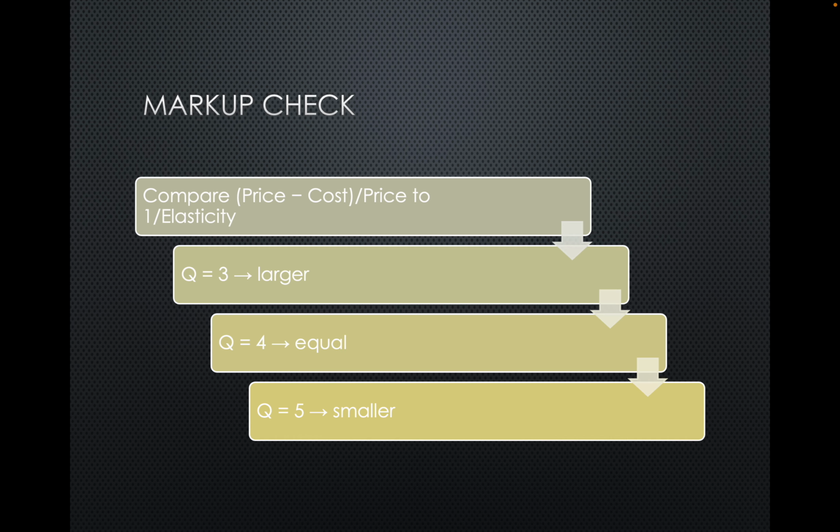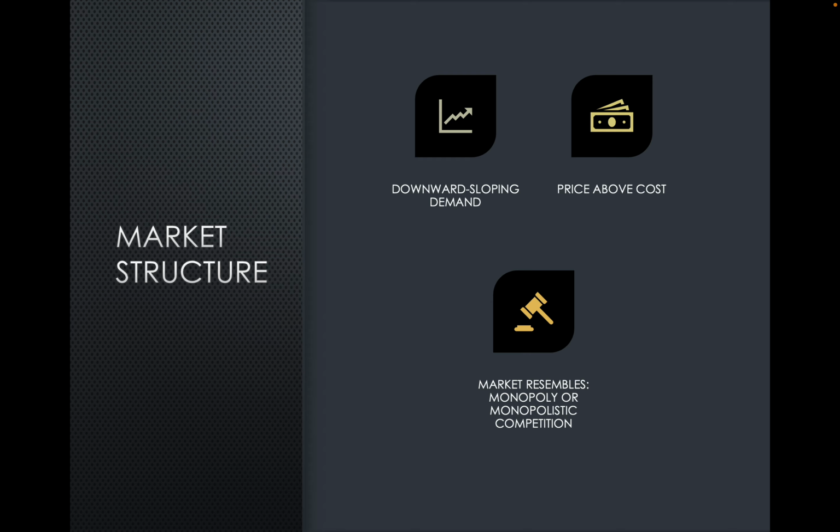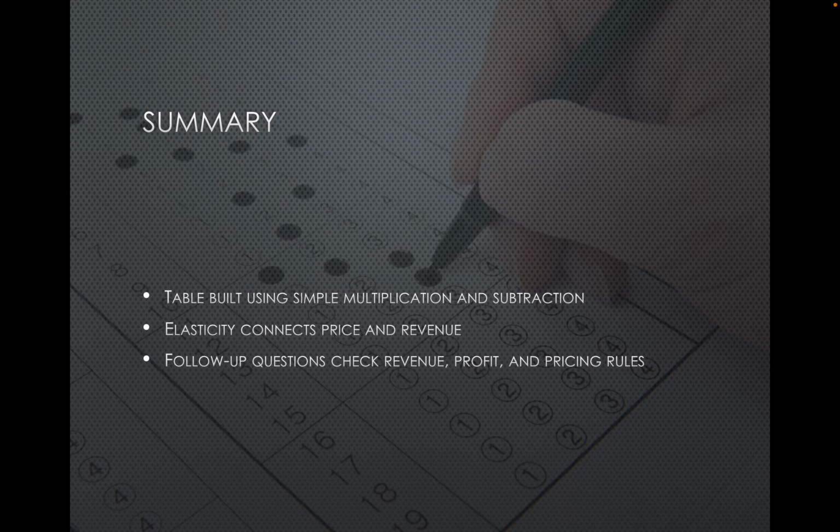And for the questions below, we compared price minus the cost divided by price, and divided by elasticity. So at quantity 1, the markup is larger than one over elasticity. At quantity 4, they're equal. And at quantity 5, they're smaller than. So finally, we have a downward sloping demand curve based on the data and the firm sets price above cost. This situation is best described as a monopoly or a monopolistic competition.